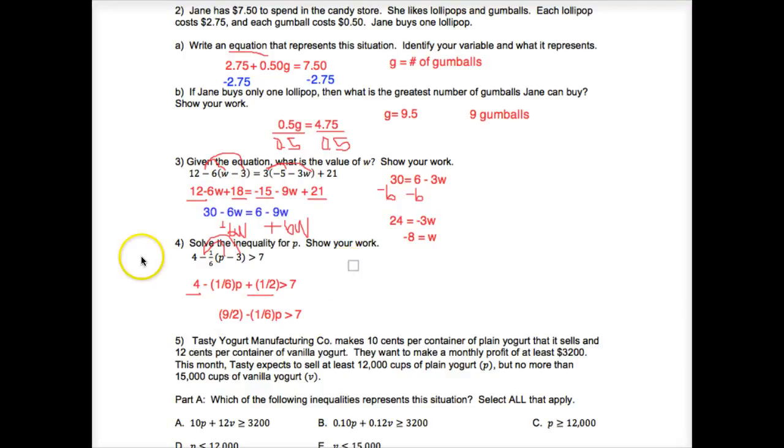So I want to get p alone, so the next thing I need to do is to move this 9/2 to the other side. So I'll do that by subtracting. So subtract 9/2 on both ends. So sorry about this writing.